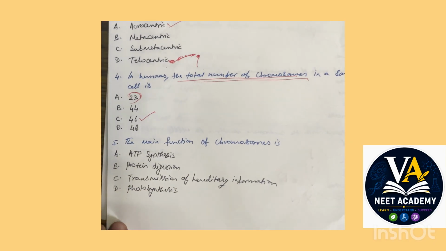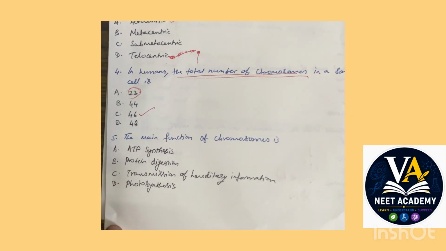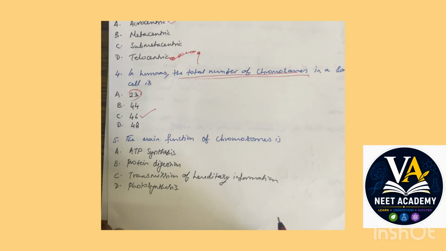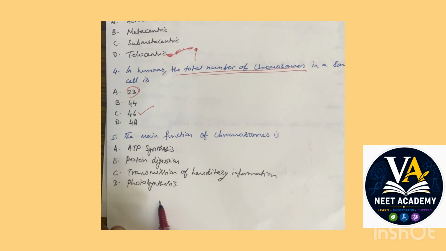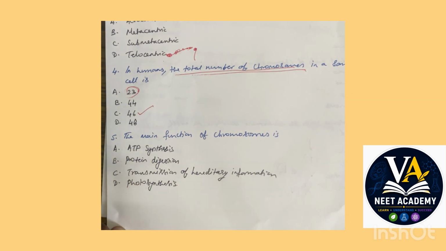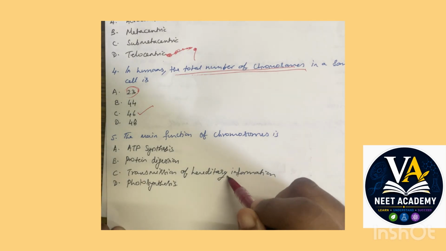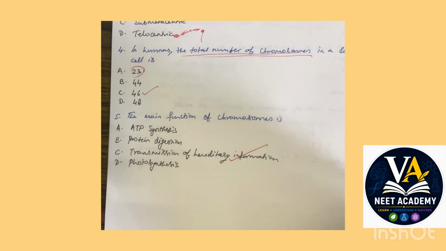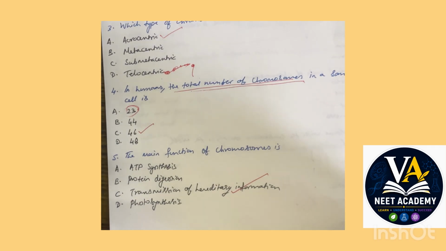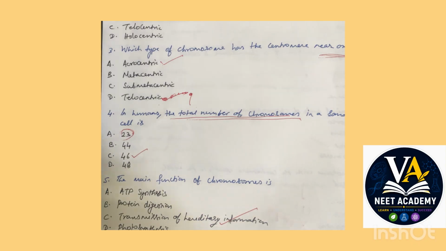So, pay attention to the question very carefully. Now, this is where students usually get the wrong answers. The main function of a chromosome is ATP synthesis, protein synthesis, transmission of hereditary information or photosynthesis. The right answer is transmission of hereditary information. Hope the class was clear, and these questions will help you practice for your NEET preparation.